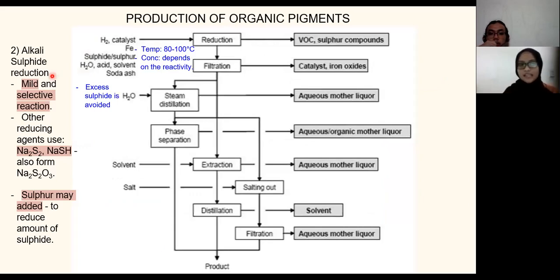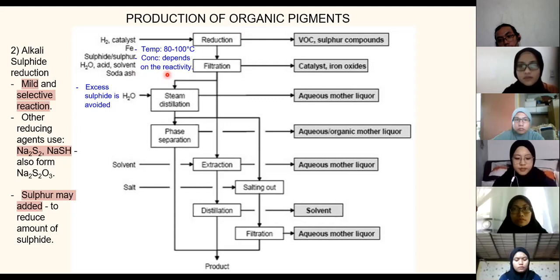This is a mild and selective reaction. The reducing agents used are sodium sulfide or sodium hydrosulfide, which also form sodium thiosulfate. Sulfur may be added to reduce the required amount of sulfide. The reduction starts with dilute aqueous sulfide being added to the solution or emulsion of the nitro compound. The temperature is 80 to 100 degrees Celsius. The concentration depends on the reactivity of the nitro aromatic. Excess sulfide is avoided in the case of selective reaction of polynitro compounds.